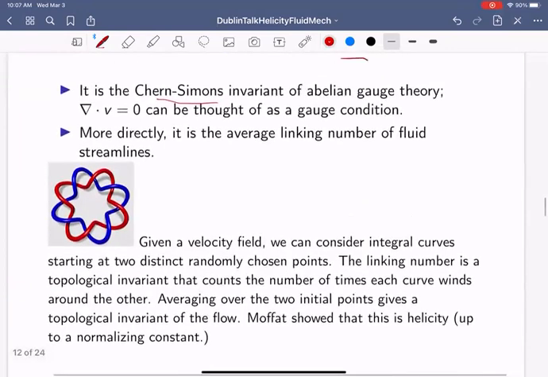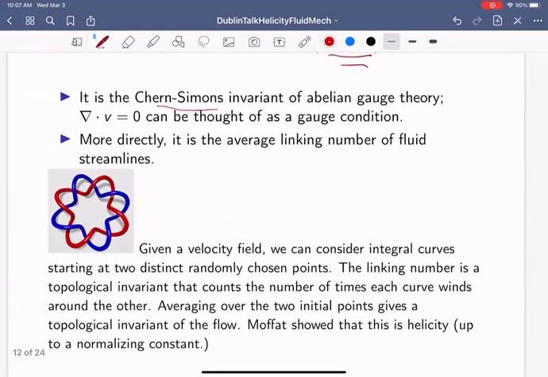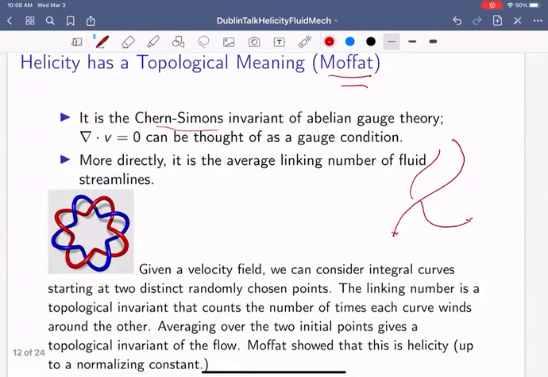So it clearly has a topological meaning. What Moffatt has shown is that helicity is the average linking number of fluid streamlines. That is, if I take 2 points in the fluid and I follow their streamlines, they describe a pair of curves. And these curves in general are going to be knotted relative to each other. They're going to link each other. So if you take the Gauss linking invariant, which is an integer, and then you average it over the initial points, of course, the average of an integer is not necessarily an integer anymore, but it is still an invariant. And what Moffatt showed is that that invariant is helicity.